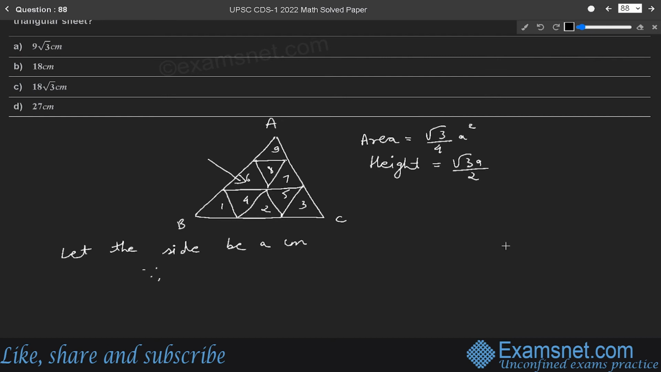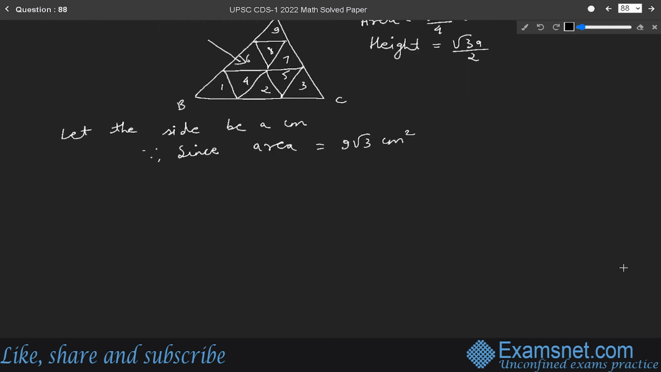Now since the area of each smaller triangular sheet is given, which is 9 root 3 centimeter square, it means that root 3 a square upon 4 is equal to 9 root 3. So from here a will be equal to 6 centimeter. So we can say that the side of the bigger equilateral triangle, means side of ABC, will be 6 into 3, which is 18 centimeter.